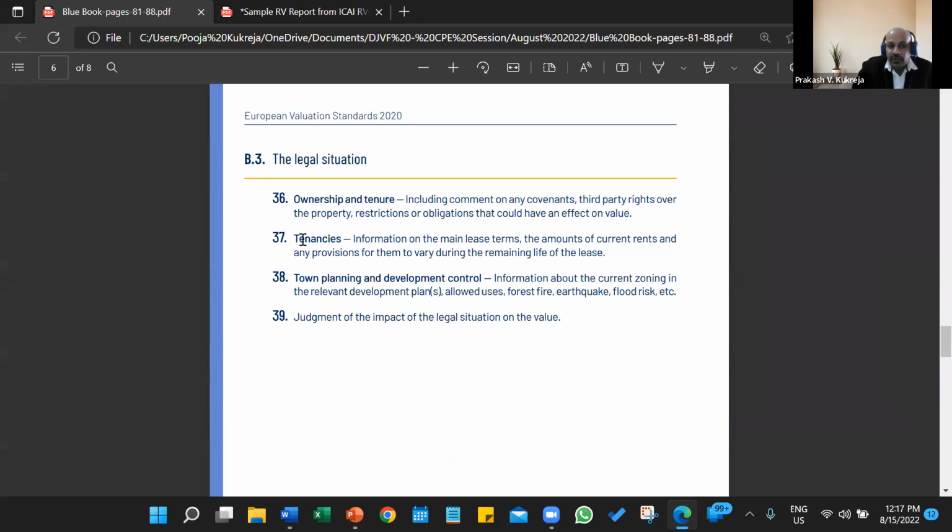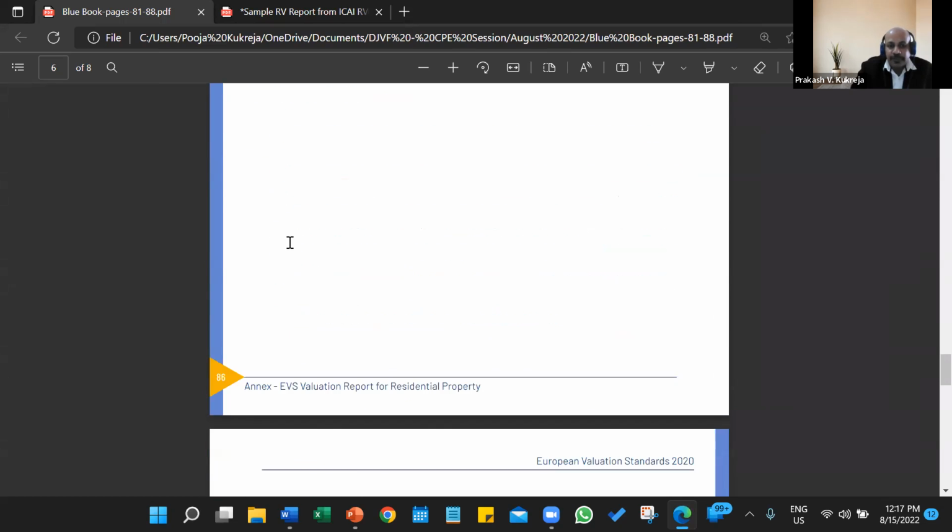What is the ownership and tenure, tenancies, town planning, development control? If there's any specific judgment which would have an impact, that also can get highlighted. It is a legal aspect, but it will impact the ownership, which eventually will impact the value also.